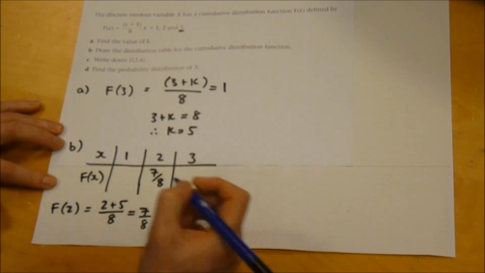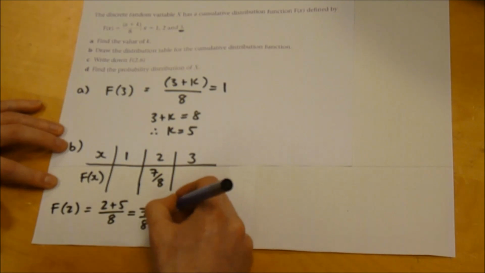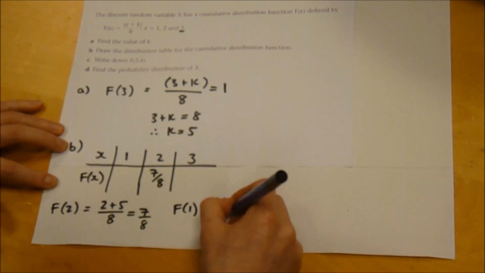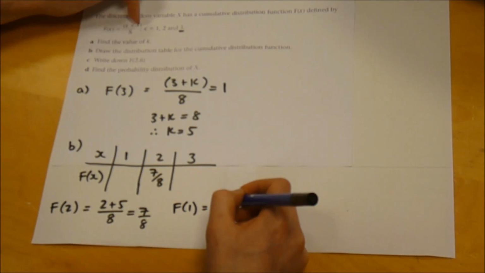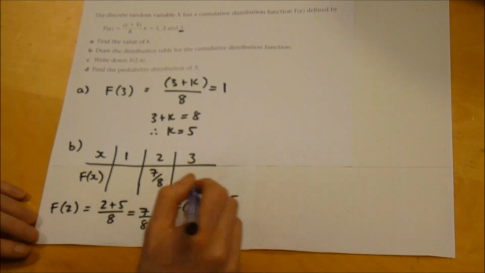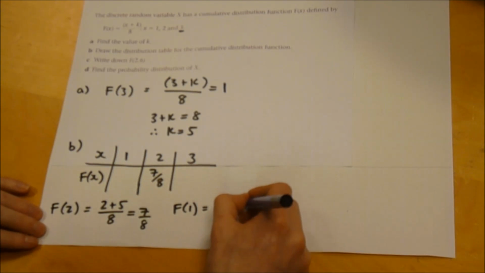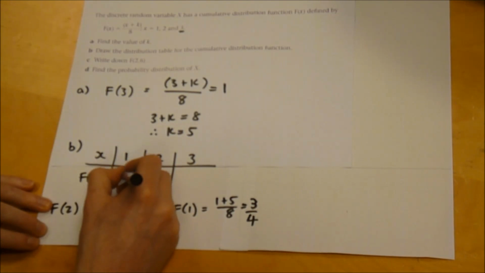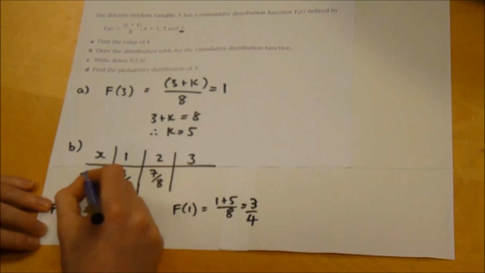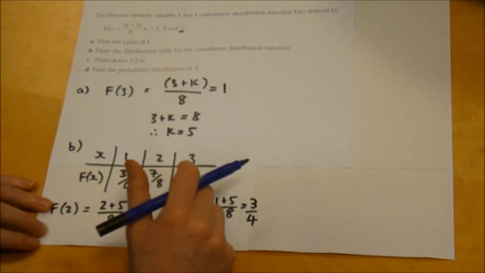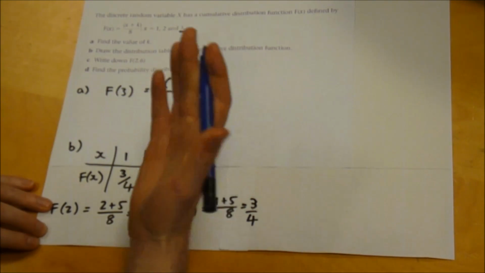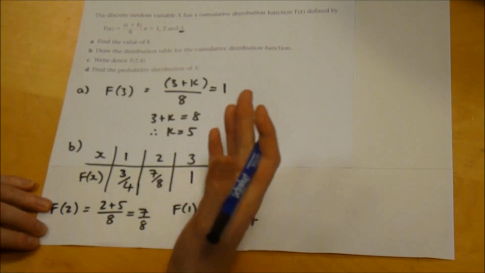If we're looking for when x is 1, do f of 1, which is 1 plus 5 over 8. Again, just because we know k is 5, just subbing the number in. And so that is 6 over 8, which is 3/4. Well, we already knew when x is 3, the cumulative probability is 1, because the last one will always be 1, because all the probabilities add up to 1.